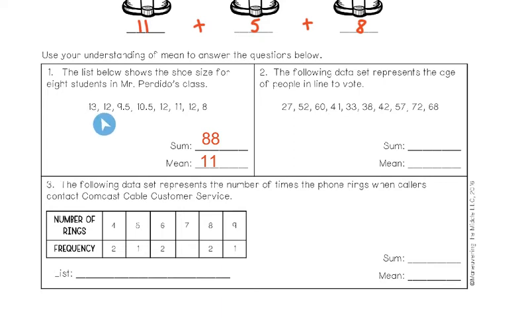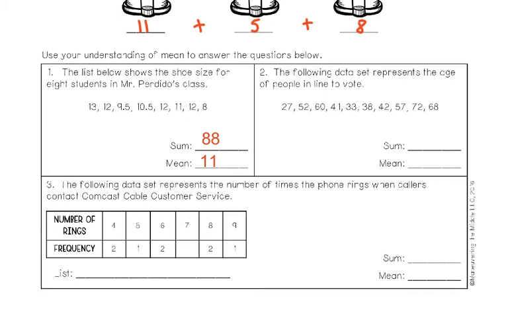An average shoe size of 11 makes sense with these data points because you have some high numbers like 13, 12, 12, and 12. That's definitely the mode of this data set. But you also have some lower numbers like 8 and 9.5 and 10.5. So those kind of average out to be 11. When I find the mean, I always like to pause and look at the data set and make sure that my number makes sense.